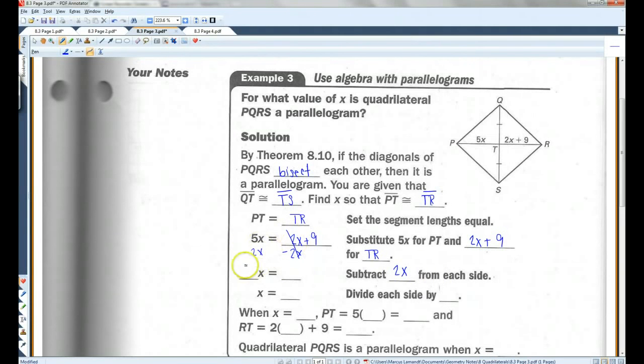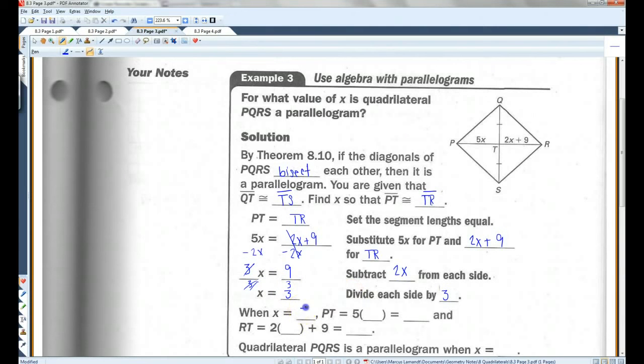These cancel out. I get 3x equals 9. I'm going to divide each side by 3. Oops, you know what? I wrote x twice. There we go. Divide both sides by 3. X equals 3.